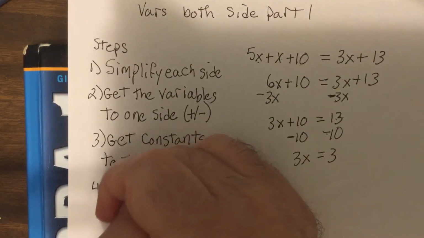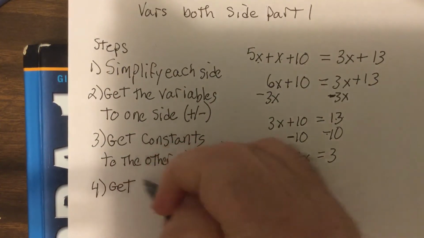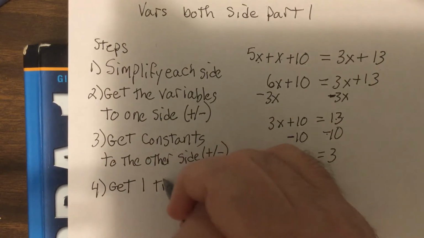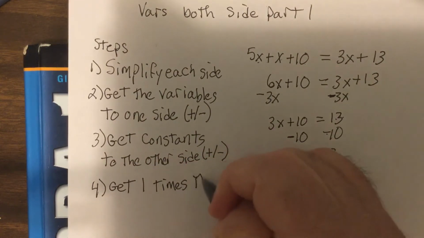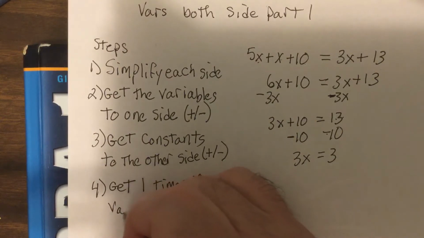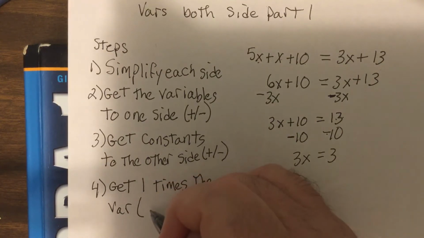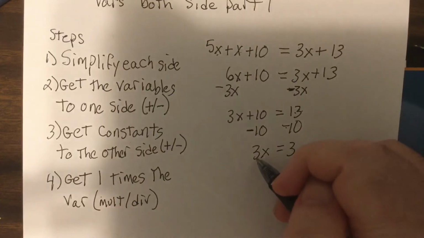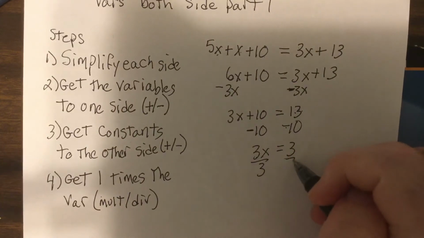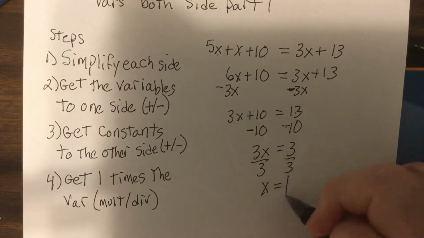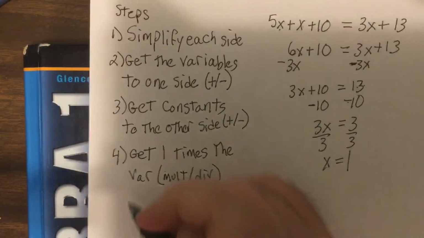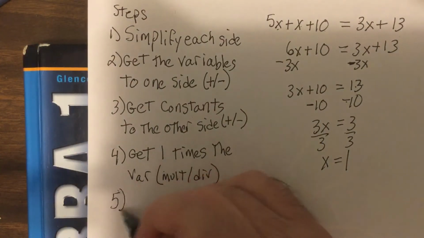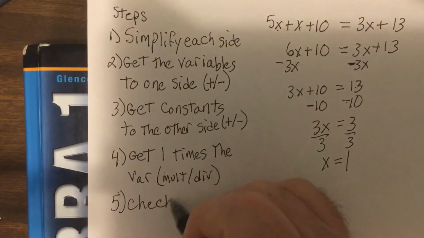Now I want to get a 1 times the variable. And that will involve multiplying or dividing. So I got 3x, I'm going to divide by 3. Then the last step you do inside your head, check.